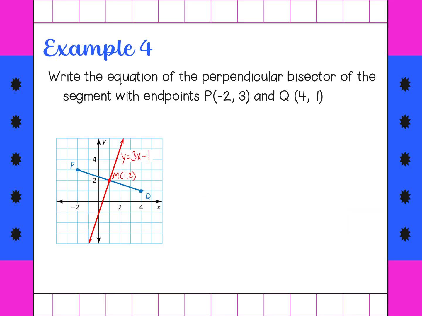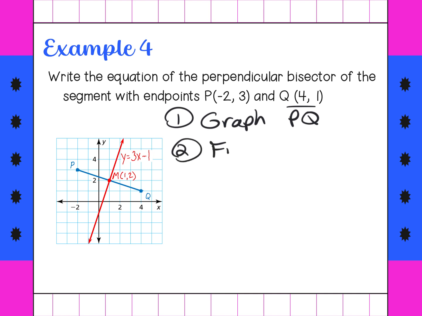Okay, so for the first thing we're going to do, now in the homework, they don't give you a picture of a graph. So you would have to graph it yourself. So step number 1 would be to graph the ordered pairs P and Q to create segment PQ. And it's already done for you, it's in blue. The second step is going to be to find the midpoint of PQ.